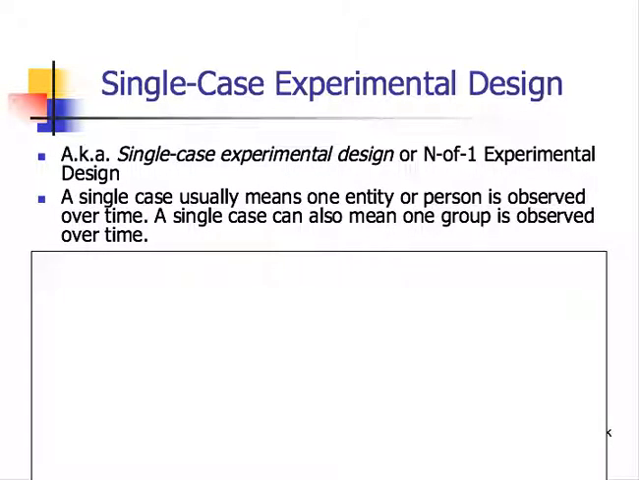Another type of quasi-experimental design, or at least not a true experimental design, is a single case experimental design. I rarely run across these in my field of work. But let's start by asking, what does a single case mean? You might remember that from your prior knowledge of other classes. Well, a single case usually means one person or one entity is observed over time.